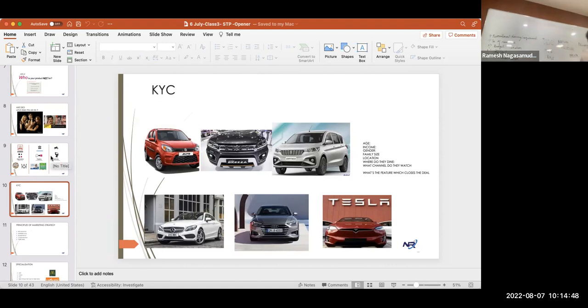So this is know your customer. What is this car? Alto. And this is Tesla. Or you could take anything for that matter. But I want you to take by default Alto and write down as a group or individually what do you think is the age of the person who's buying an Alto?